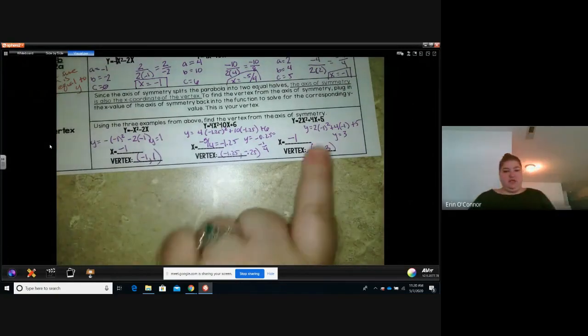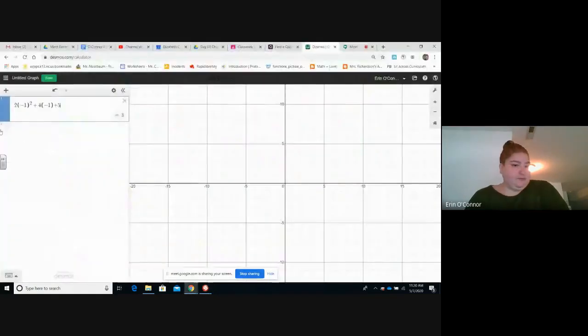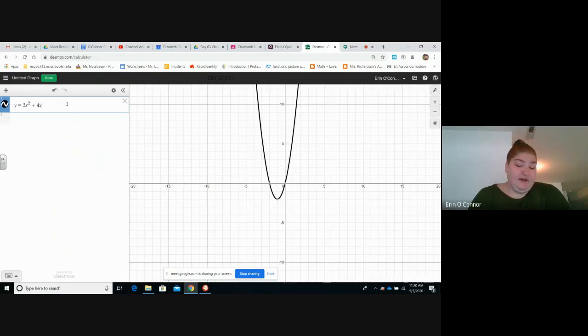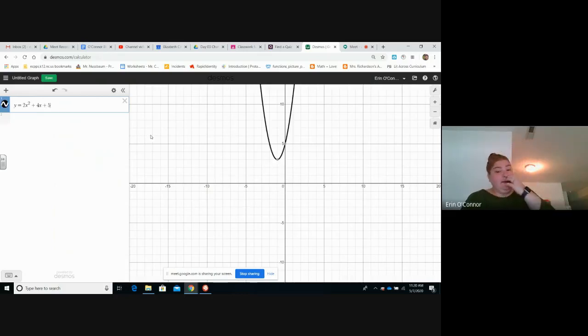We're going to double check this one in Desmos. Just because it's always good to double check, especially when you're on a calculator active section, you can always double check everything in Desmos. So all I'm doing is writing this function in so I can see the graph. And if I go to the vertex, which is one of the points, it says there's a vertex at negative 1, 3. So it's perfect.